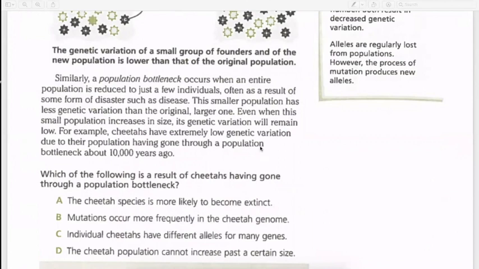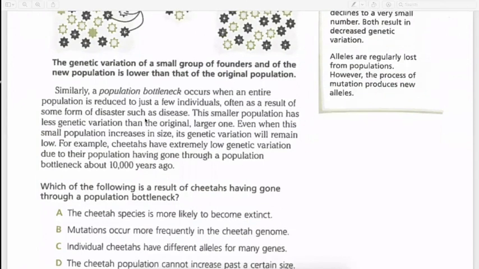Similarly, a population bottleneck occurs when an entire population is reduced to just a few individuals, often as a result of some form of disaster such as disease. Kind of hitting home today. These smaller populations have less genetic variation than the original larger one. Even when the small population increases in size, its genetic variation will remain low. For example, cheetahs have extremely low genetic variation due to their population having gone through a population bottleneck 10,000 years ago. There used to be a whole bunch of different kinds of cheetahs. Now there's only really one kind of cheetah. That's a population bottleneck. There could be a lot of cheetahs, but they all look kind of the same.